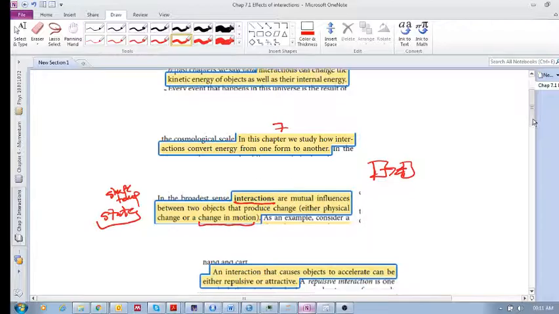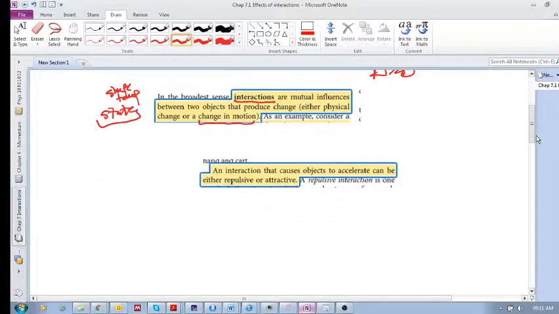And just quickly, an interaction that causes objects to accelerate can either be repulsive or attractive. So if you've got a spring and you apply a force like that, then the spring is actually going to repulse the two objects. And if you apply a force apart like that, then the spring is going to want to pull these two objects toward each other. So you get repulsive and attractive forces.